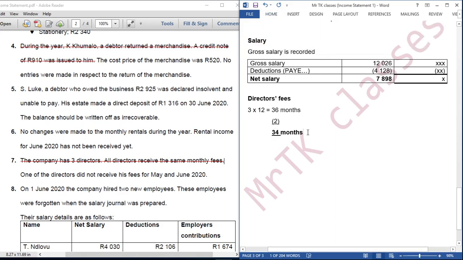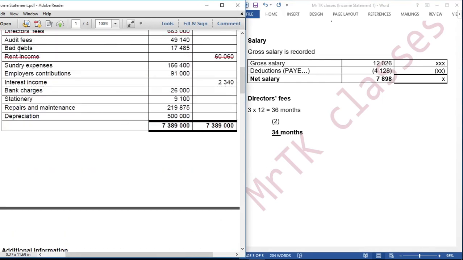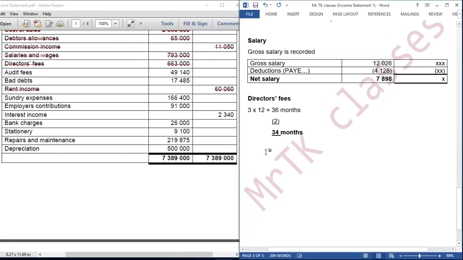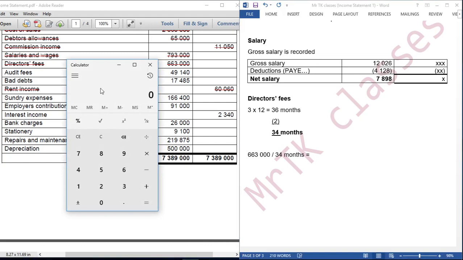Okay. So what was paid? Let us come here. Director's fees, 663,000. So 663,000 was paid, right? This is equivalent to 34 months, one director equivalent. So let us say 663,000, which was paid, divided by 34, we are going to get 19,500 per month.